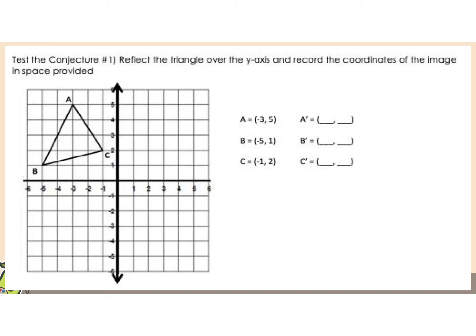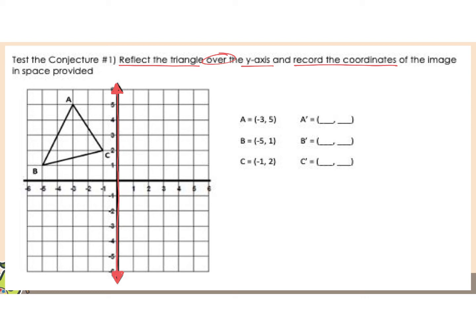All right, so here's practice problem 1. We're going to reflect this triangle over the y-axis. We're going to record all the coordinates. So the first thing I want you to do is take a color, not black, on your Pear Deck, and I want you to highlight the y-axis. This is the line that we are flipping over, okay?